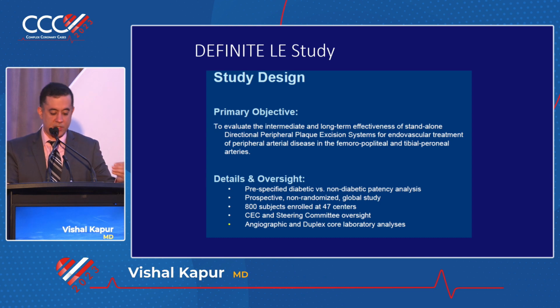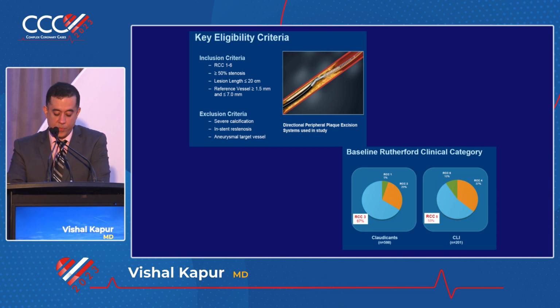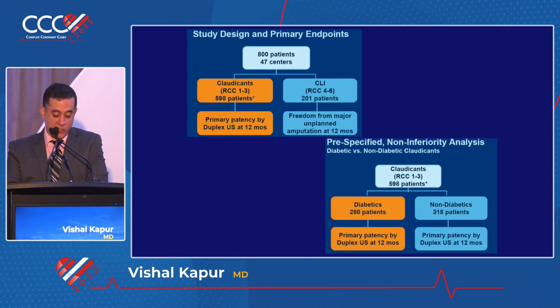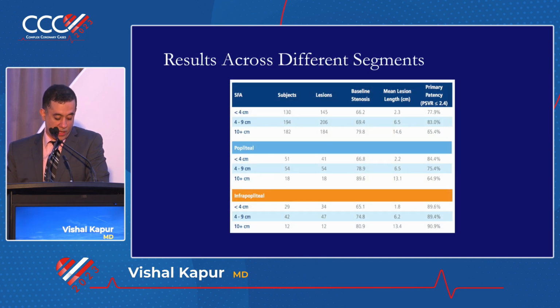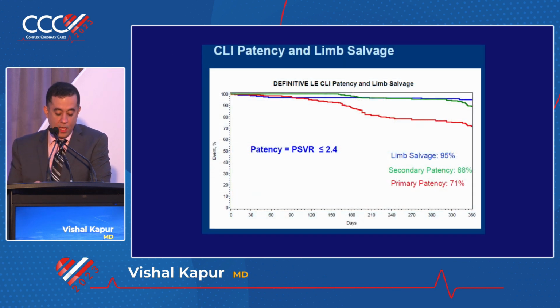The device was approved based on the DEFINITIVE LE trial, which essentially showed that compared to a PTA arm, this device does much better in patients who are claudicant. You can see, depending on lesion length, less than 4 centimeters, 4 to 10, and greater than 10 centimeters, they did very well, especially in the diabetic arm as well. Looking at infrapopliteal, popliteal, and SFA segments, you can see the primary patency, meaning the chance that the lesion you treated remains open at 1 year, is pretty significantly high, about 90% at 1 year, compared to plain old balloon angioplasty, which is around 53%.